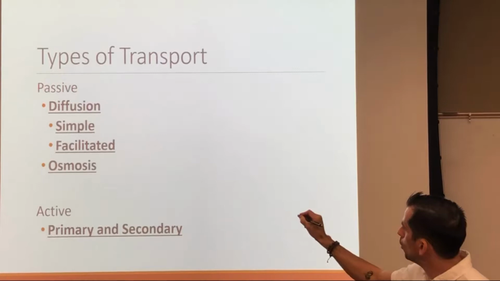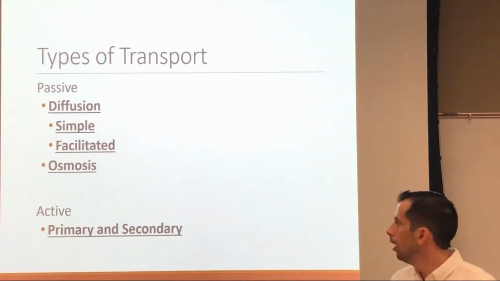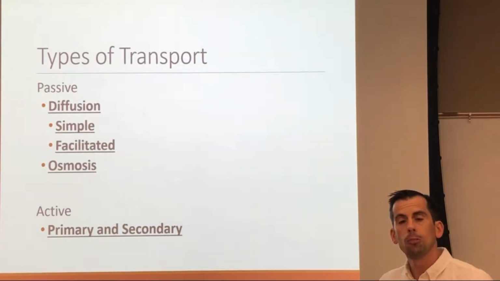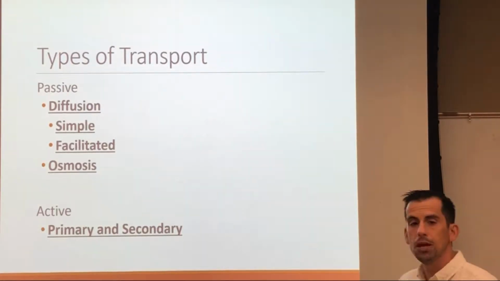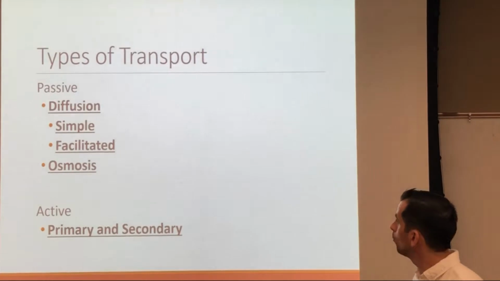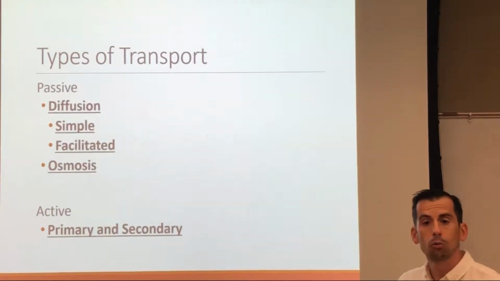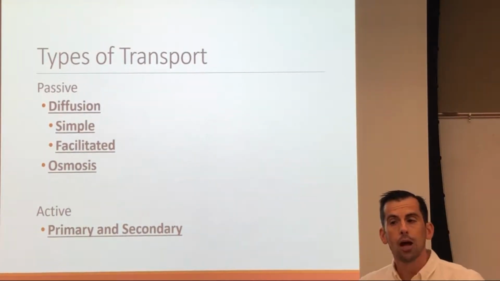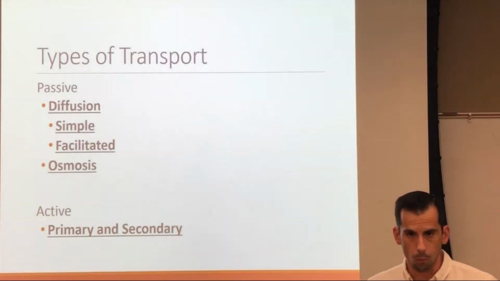We had mentioned diffusion being in two forms, simple and facilitated, and they were going to be dependent on the membrane being permeable to those solutes. And if that was the case, those solutes would diffuse across that membrane from a high concentration to a low.